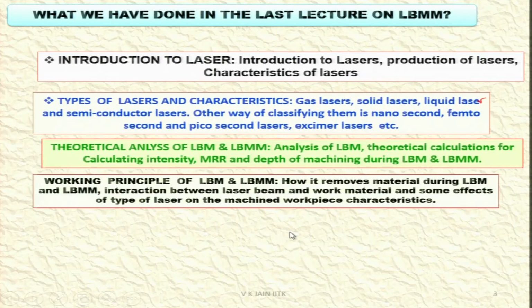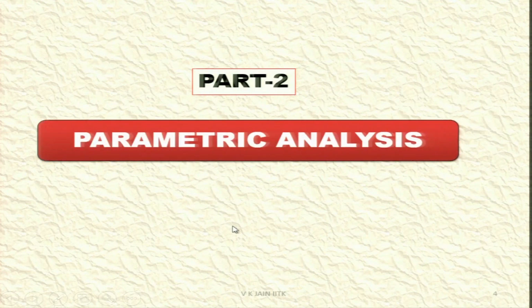We also discussed how it removes material during LBMM and LBM, the interaction between laser beam and work material, and some effects of type of laser on the machined workpiece characteristics. Now what we are going to do in part 2 is parametric analysis.